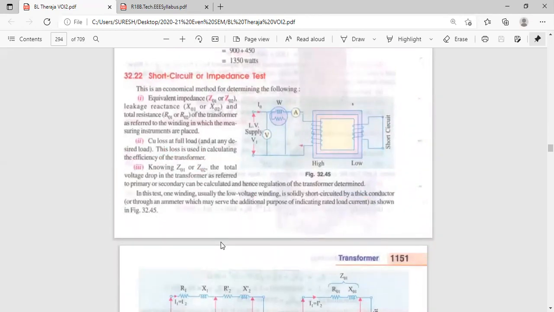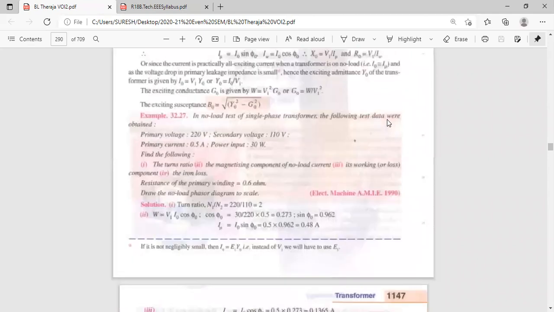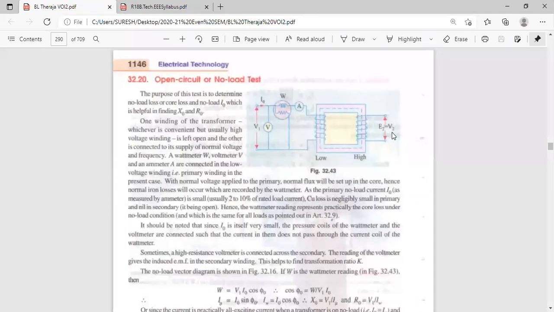Short circuit test is used for determining copper loss. On the screen you see the secondary winding is short circuited. In the short circuit test, the secondary winding is short circuited. In the open circuit test, what will you do for the secondary winding? Open. This is the primary winding, this is the secondary winding. The secondary winding is open in the open circuit test or no load test. In the no load test or open circuit test, you will determine iron loss.